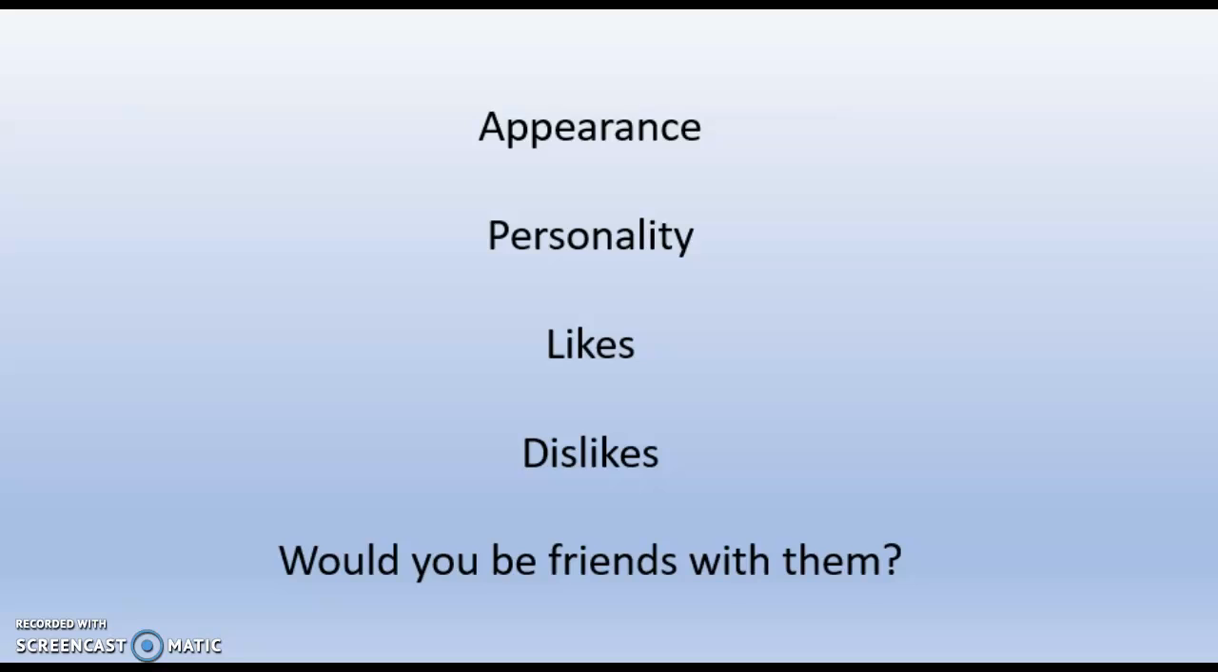So if we are doing a character description, we usually describe their personality and their appearance. And we usually describe their likes and dislikes, so things that they like and things that they don't like. And then we can also say whether we would be friends with them or not, and we give a reason for that.